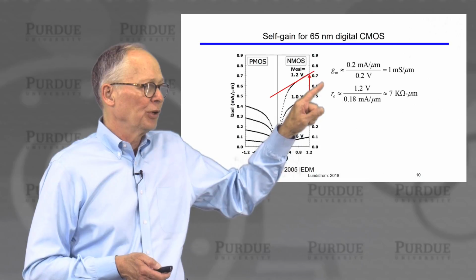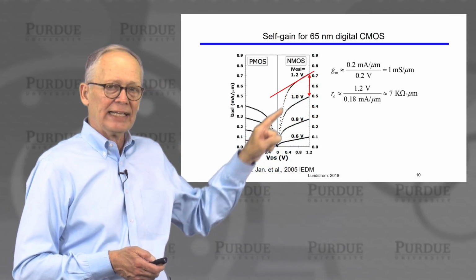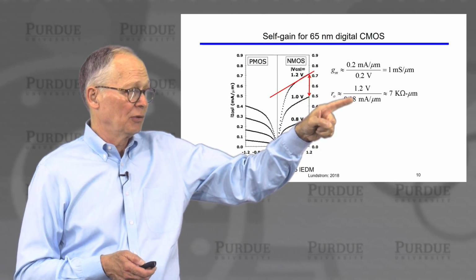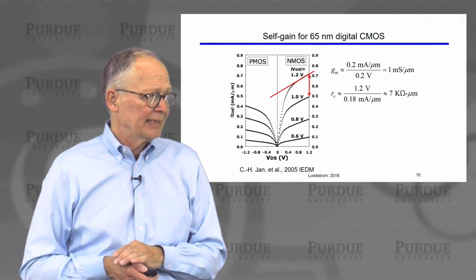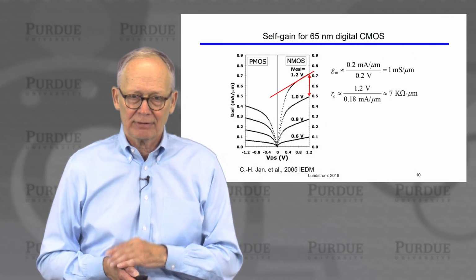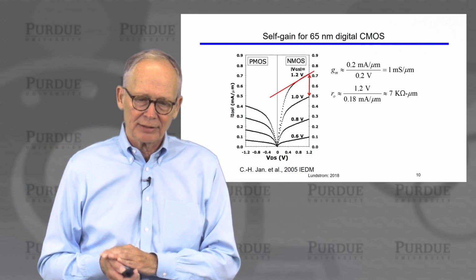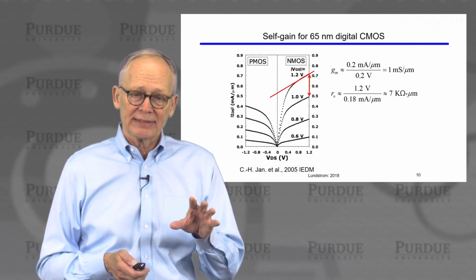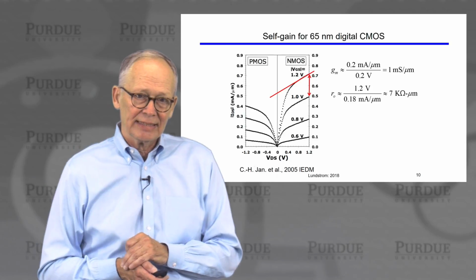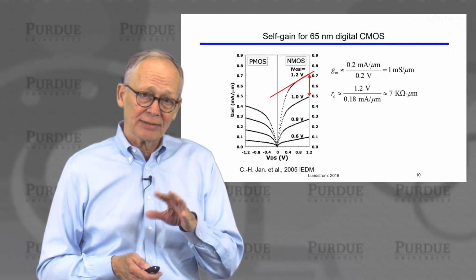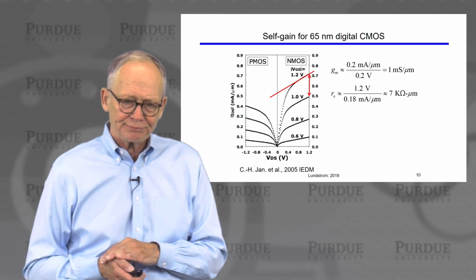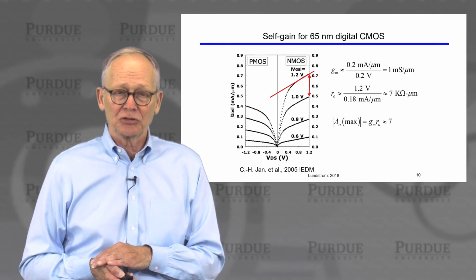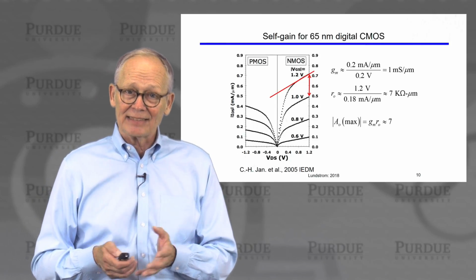Okay. If I look at the output resistance, I'll just take the slope of this line in the saturation region. If you pull numbers off of that, you'll find that the slope gives you an output resistance that's 7 kiloohm micrometers. So again, we quote it this way: if the transistor is 1 micrometer wide, the output resistance is 7 kiloohms. If the transistor is 2 micrometers wide, the output resistance is 7 divided by 2, etc. Okay, what's the maximum gain, the self-gain? It's just a product of the two. It's going to be 7. All right, that's not high.